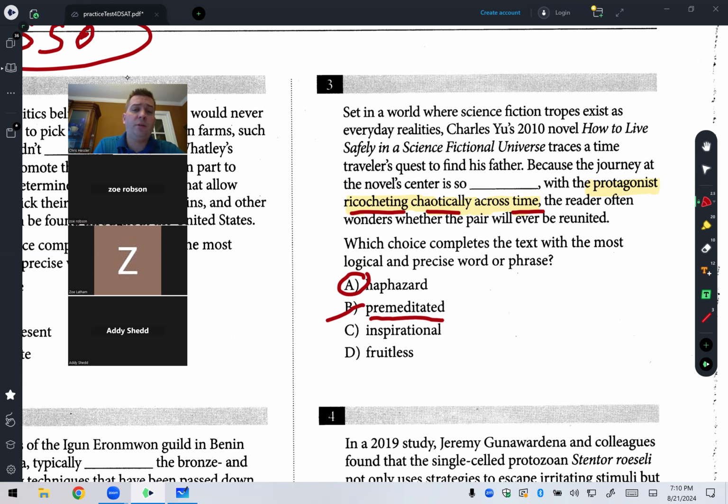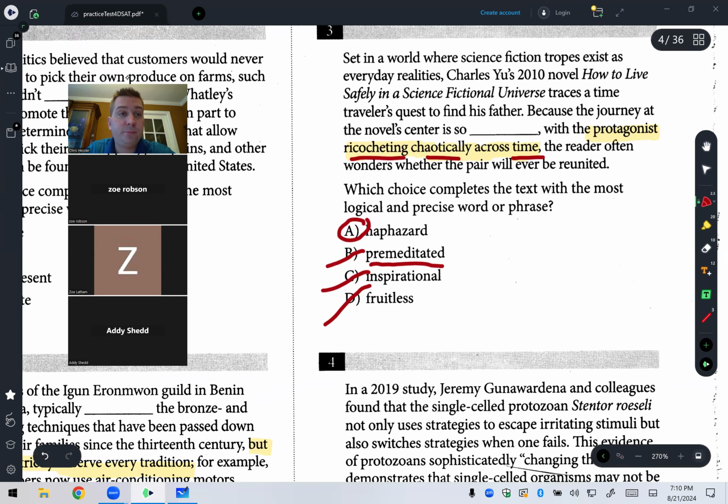We know nothing of the inspirational qualities of this journey. So C is out. And I don't know that the journey was fruitless. If the journey is fruitless, the protagonist is never reunited with his father, but we don't know that. So D is out. I don't know if his journey was fruitless or not. We can't possibly know based on the shortness of this passage. So the best answer for this one is A, haphazard.